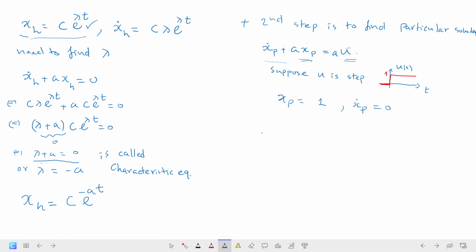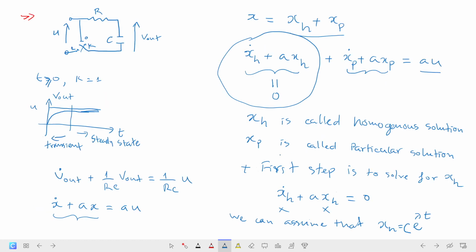Right, so now the complete solution h of t equal to homogeneous plus particular solution. Okay. So this homogeneous solution has a constant c, to show that you can have a family of solutions for the homogeneous equation. But if your system starts from some initial condition, then that initial condition will determine the value of c. Okay.